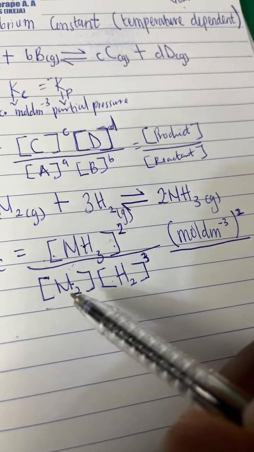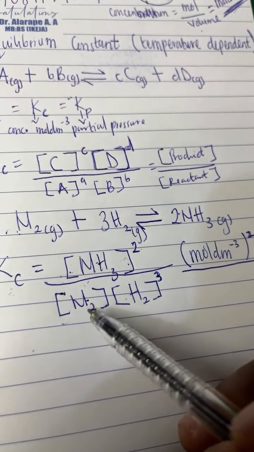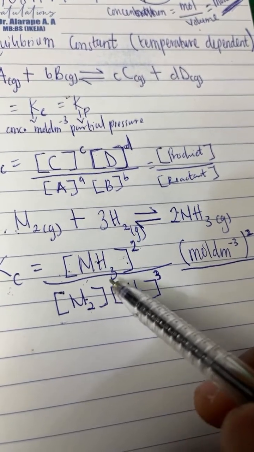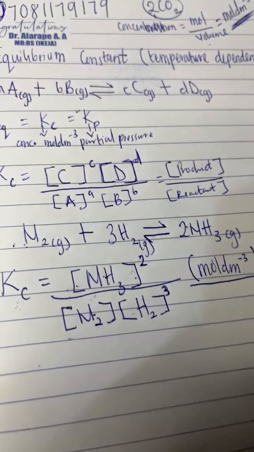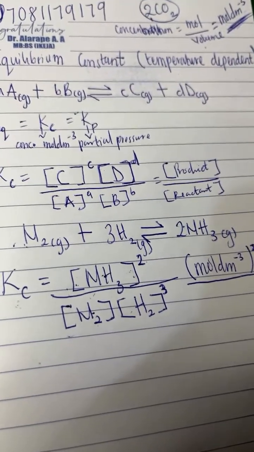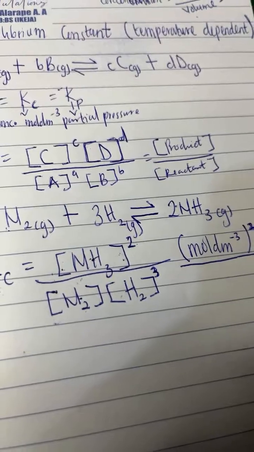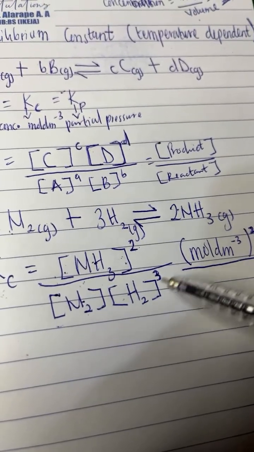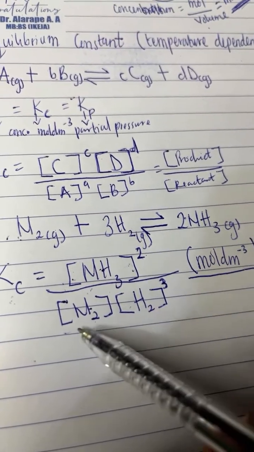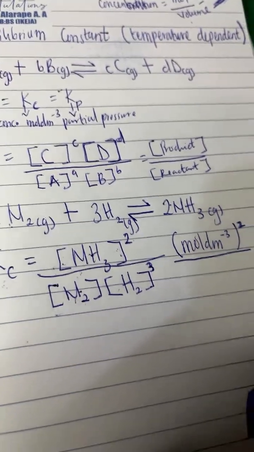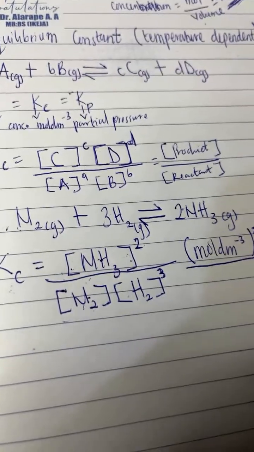So now, what amount of moles of nitrogen gas do we have? You see, this concentration has a power. Do you know that it has a power? What is the power? The power of this concentration of hydrogen gas is 3, because it's 3 moles. Nitrogen gas, what is the power?